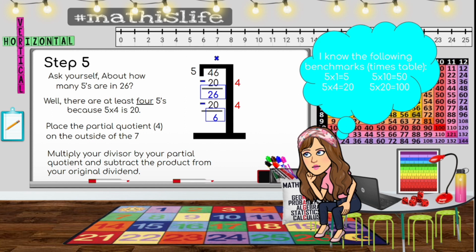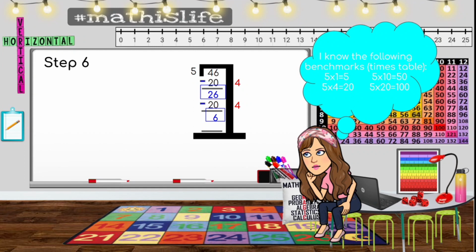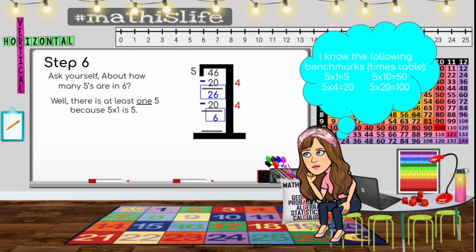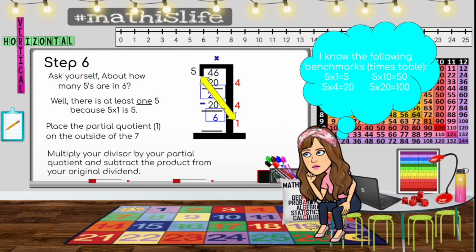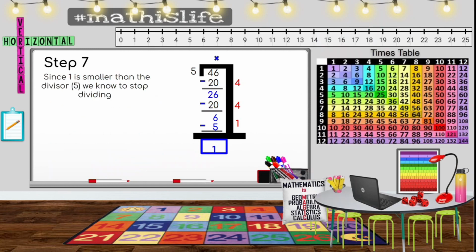Notice that 6 is bigger than the 5, so you must continue dividing once again. Ask yourself how many 5s fit in 6. Well, I know that 5 times 1 is 5, so it fits at least once. So I'm going to place the 1 outside the 7, and multiply 5 times 1, and subtract that from my 6 to find out what's left. 6 minus 5 is 1. Since the 1 is smaller than the divisor, the 5, we know that we can now stop dividing.